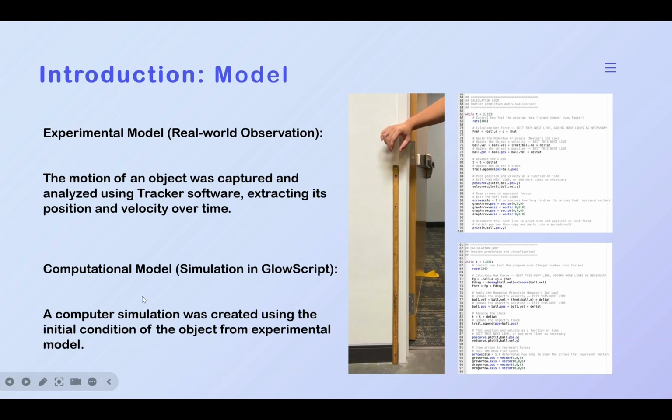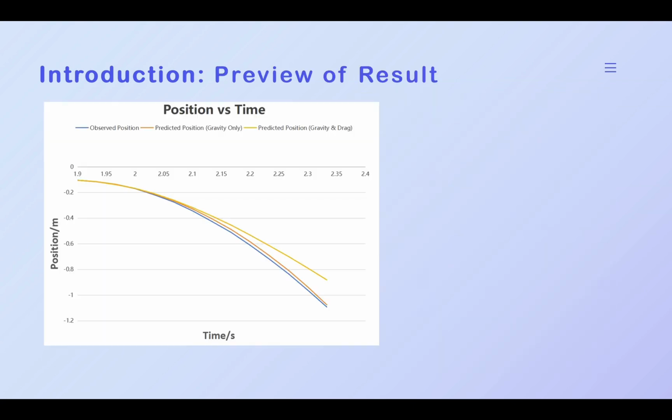Then the next one is the computational model. A computer simulation was created using the initial conditions of the object from the experimental model. Here is a preview of the result. We can see that the three lines stay almost coincident at first, but gradually grow different. We're going to analyze that later.